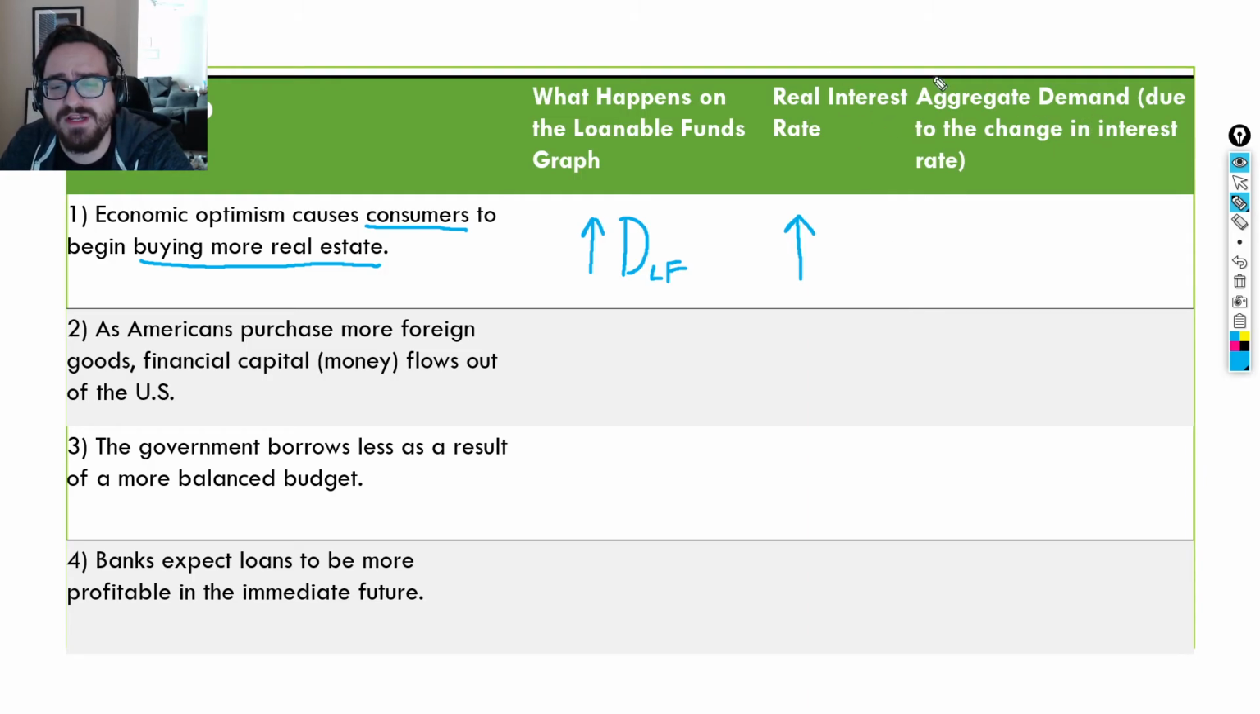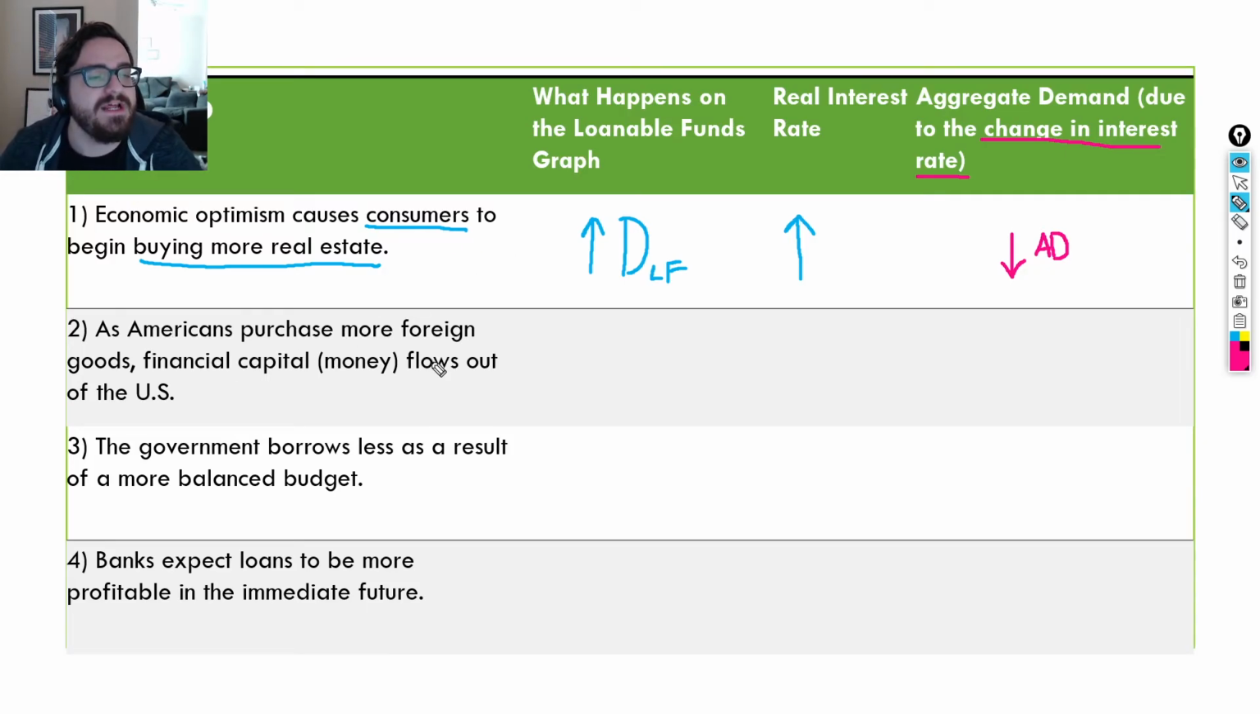And if interest rate goes up, what happens to aggregate demand? Well, if interest rates are higher, investment spending should go down. So that should decrease AD. Now again, I specified in this column that it's due to the change in interest rate. This is not what happens to aggregate demand in this statement. This is what happens to aggregate demand as a result of the change in interest rate due to that statement. It's a different question. Got to be very careful with what they are asking about.